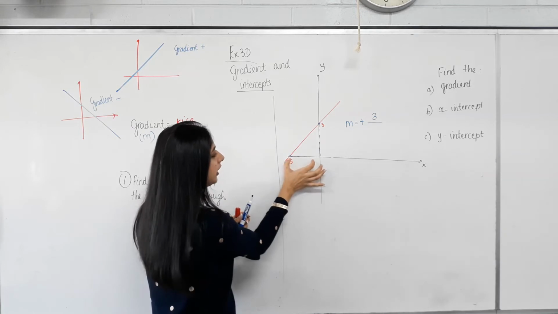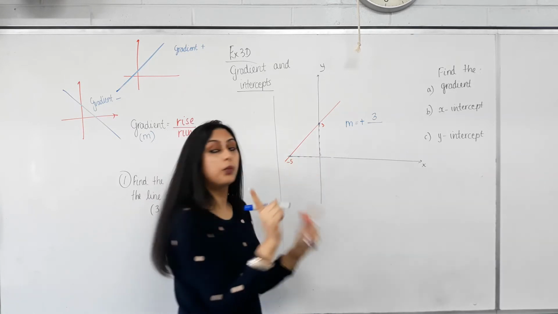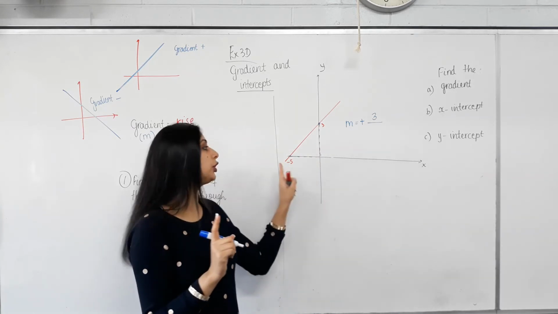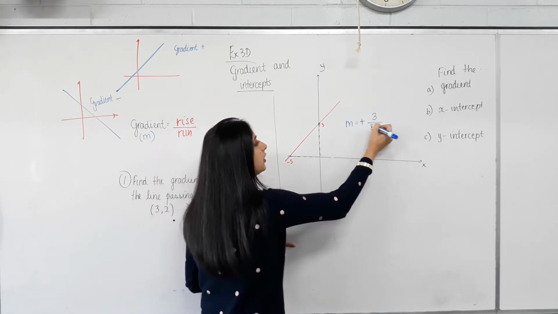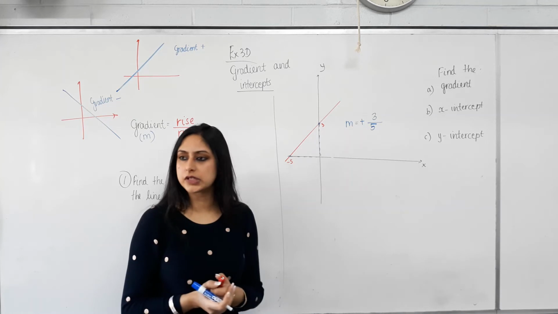And how much has the line run? 5. No, we've already decided the sign. We don't worry about the negative now from the graph. So what's the run? 5. So the gradient is 3/5.